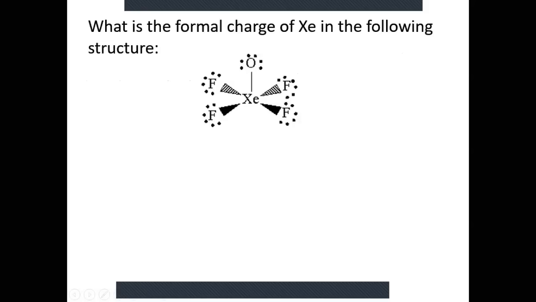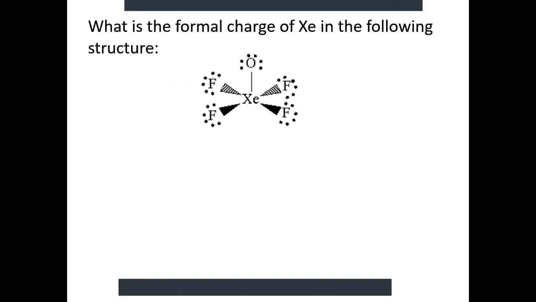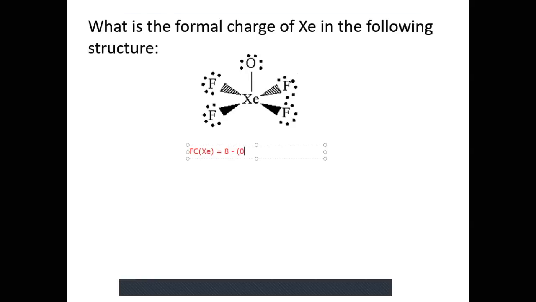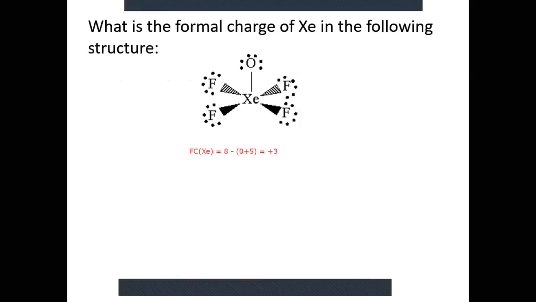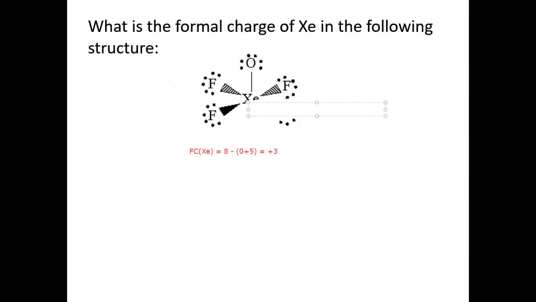So we want to know what's the formal charge. One more example, formal charge of xenon. Xenon has how many valence electrons? 8. Minus how many lone electrons? 0. How many bonds? 5. This would be positive 3 formal charge. So this xenon has a plus 3.